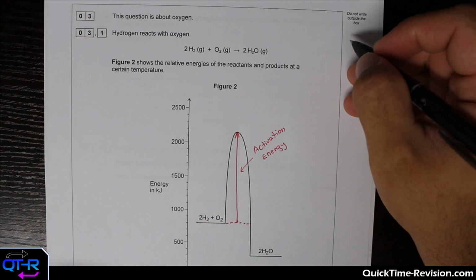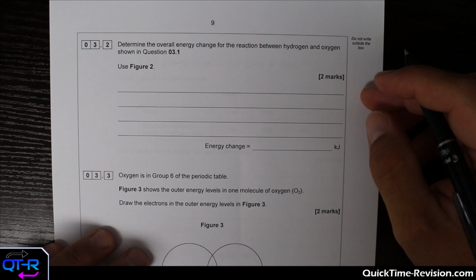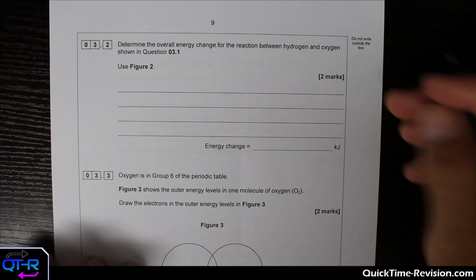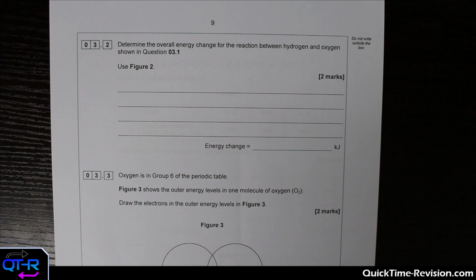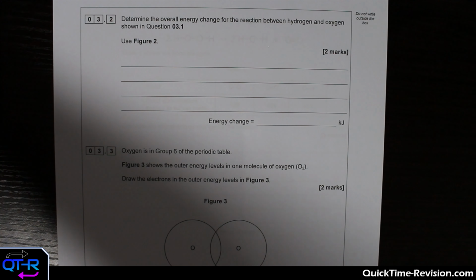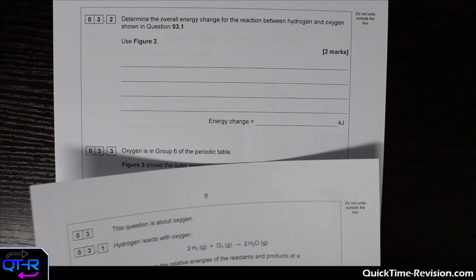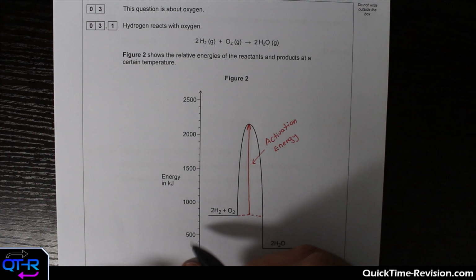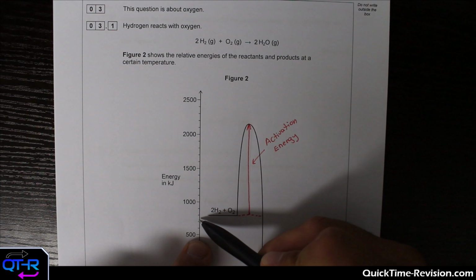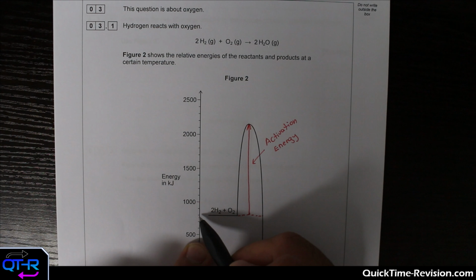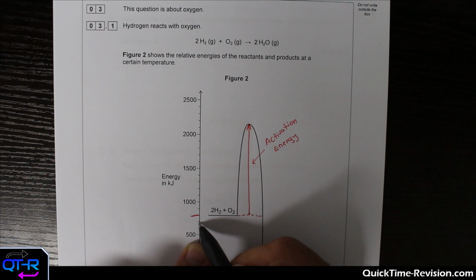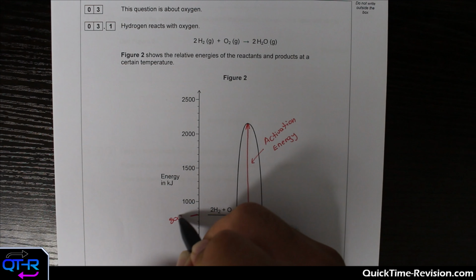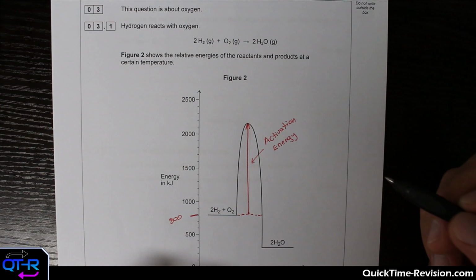Let's go to question 3.2. Determine the overall energy change for the reaction between hydrogen and oxygen in question 3.1. Use Figure 2. Right, so we're going to have to go back and try to calculate the overall energy change. Now if we look here and trace this, that's going to be 500, 600, 700, 800, 900, 1000. So there we're looking at 600, 700, 800. That's going to be 800 kilojoules of energy.